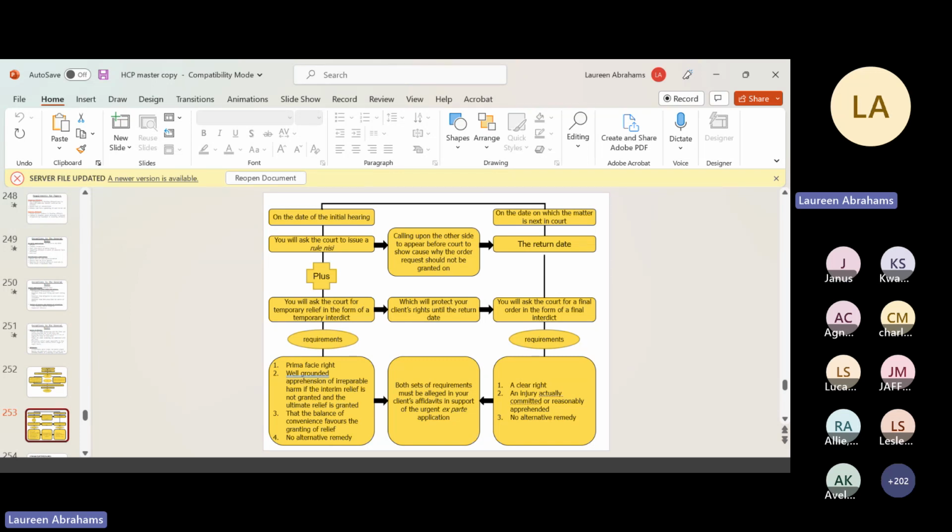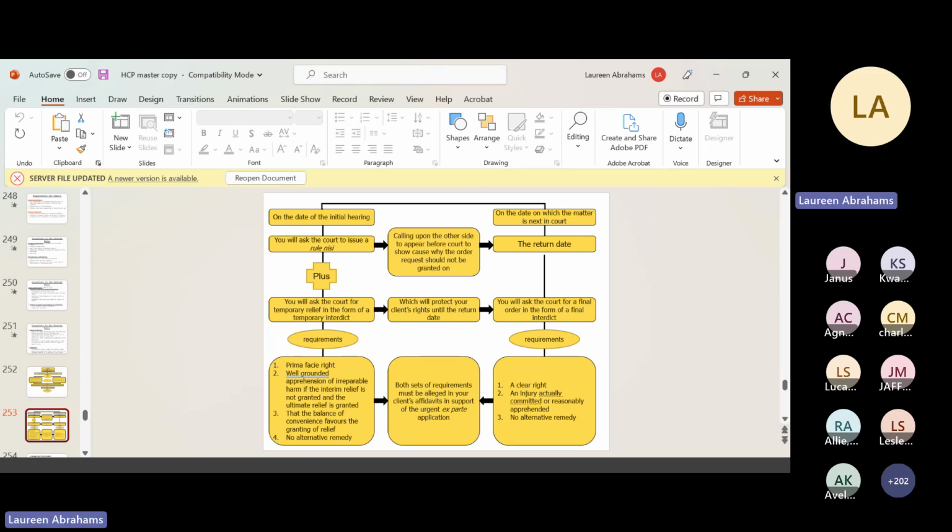And from your studies at university, you would remember the requirements for an interdict. If it's for interim relief, there must be a prima facie right, a well-grounded apprehension of irreparable harm if the interim relief is not granted and the ultimate relief is granted, that the balance of convenience favors the granting of the relief, and that there's no other remedy. If you're asking for final relief, a final interdict, then there must be a clear right, an injury that is actually committed or reasonably apprehended, and that there's no alternative remedy.